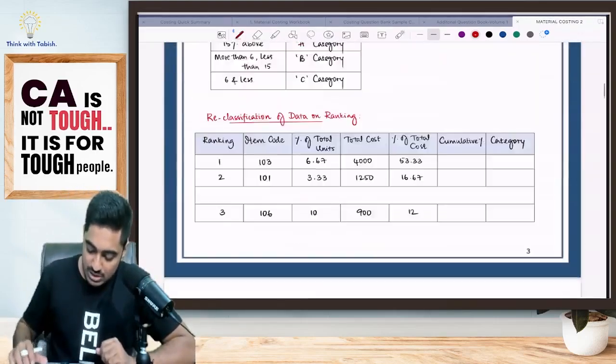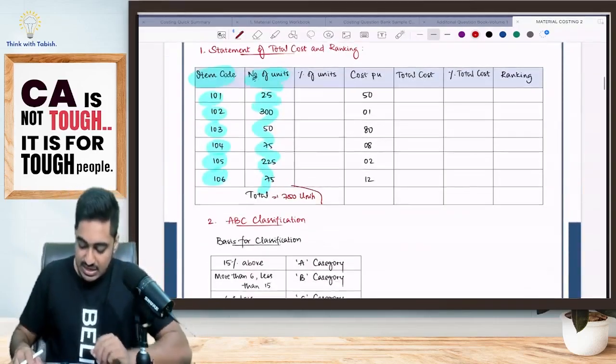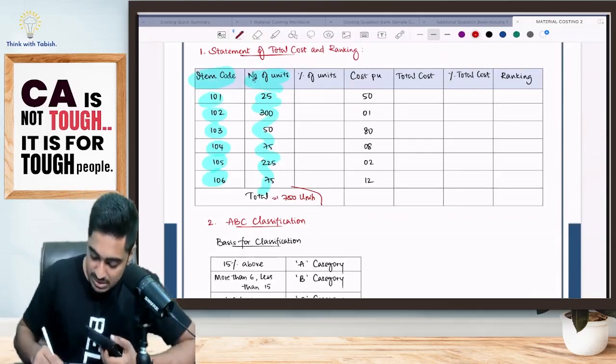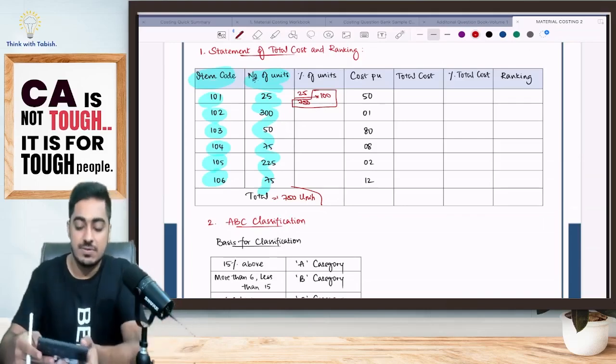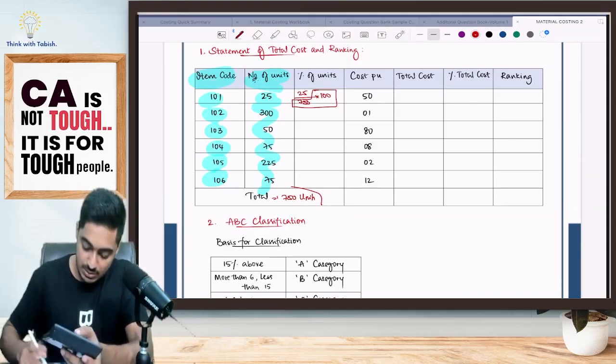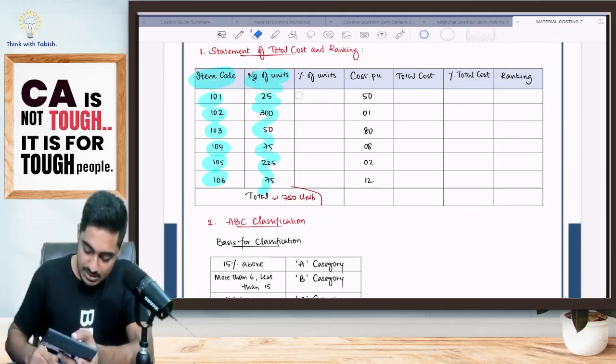Okay. Now I am going back. Pay attention, everyone. Here I'll have to calculate. So look at this. Everywhere my percentage will be 25 divided by total 750 into 100. That means everywhere 100 divided by 750 is constant. So on my calculator, I will do 100 divided by 750 into 25.